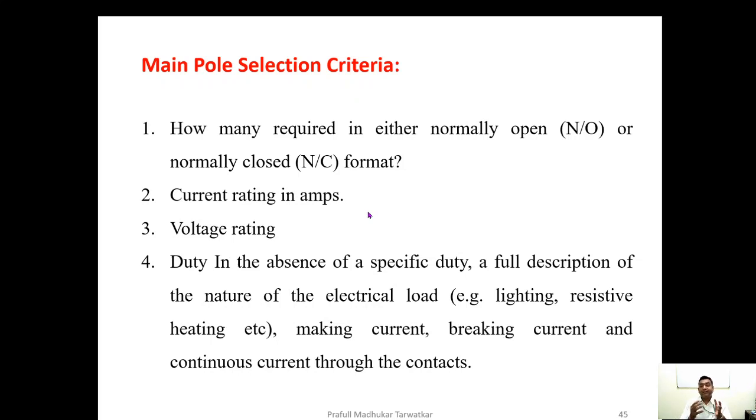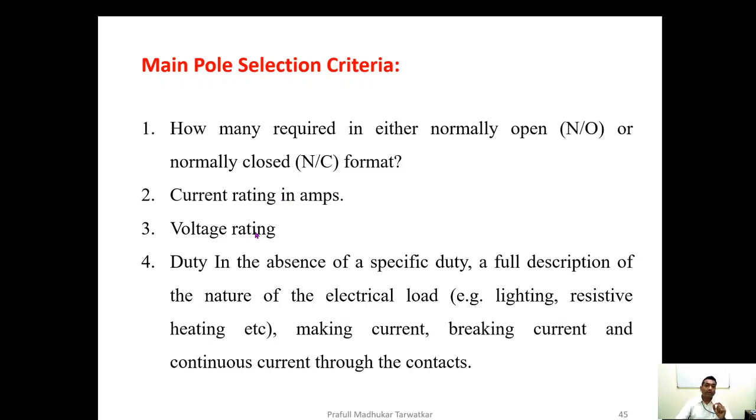So how many NO and NC terminals you are required with? The basic thing in selecting the number of main circuits or main contact, number of NO point and NC point, that has to be taken into consideration first. Then the most important is the current rating of the contactor, because the contactor terminals have to carry the full load current, as well as if any abnormality is there, that has to be carried by the contactor terminals. So that current rating should be known well in advance before we select a particular contactor.